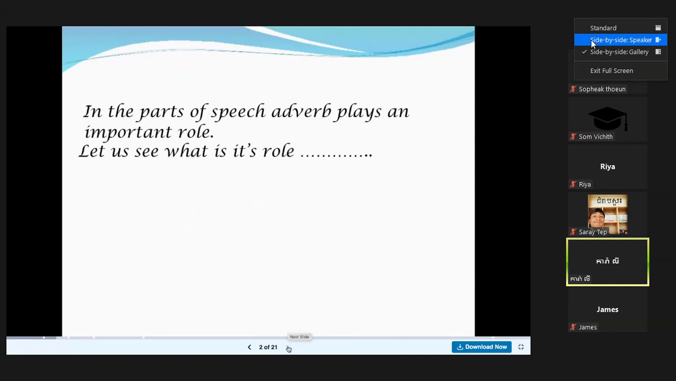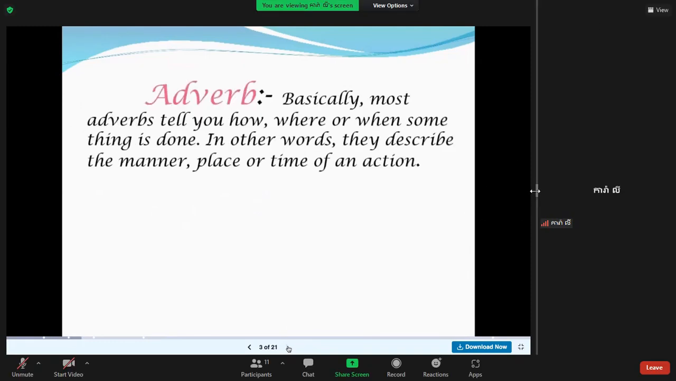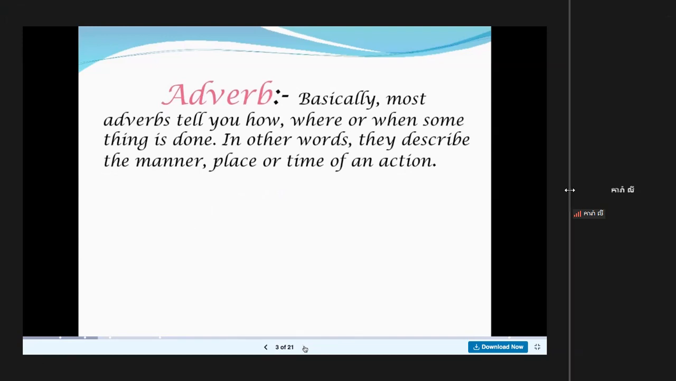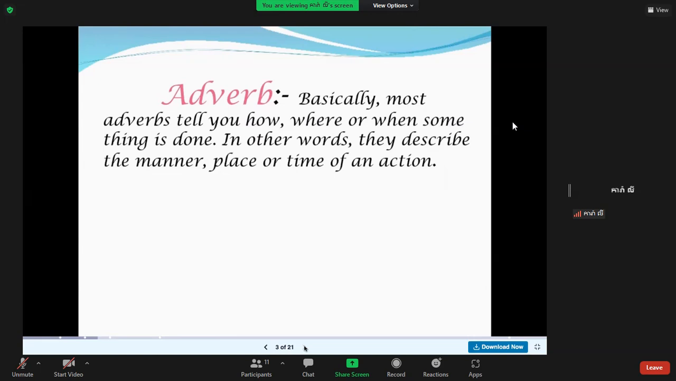You can screenshot if you want or take pictures, whatever. Adverb. Basically, most adverbs tell you how, where, or when something is done. So how is something done? Where is it done? Or when is it done? In other words, they describe the manner, place, or time of an action. Okay, so this is describing an action or a noun. So it just helps us to be more descriptive.